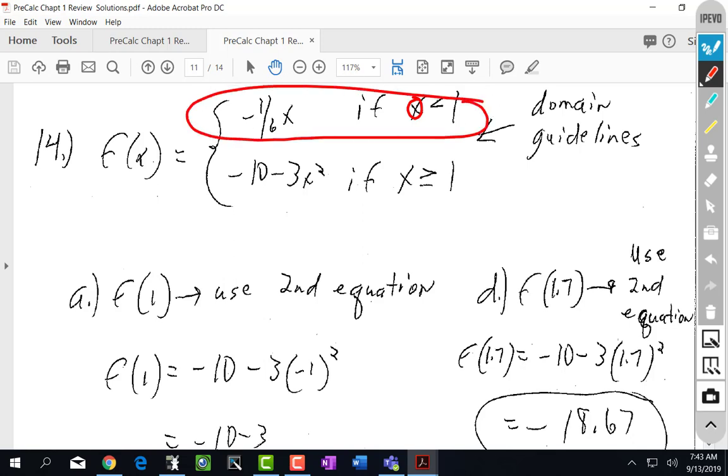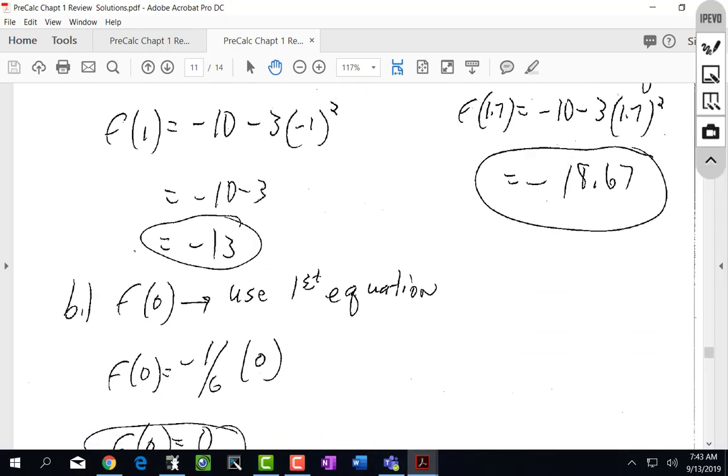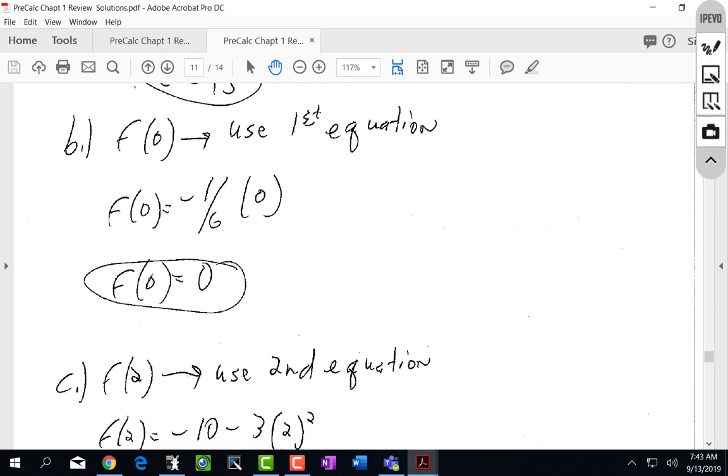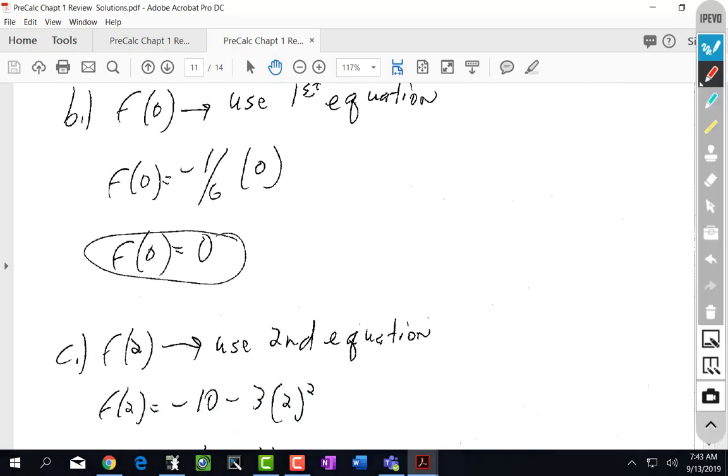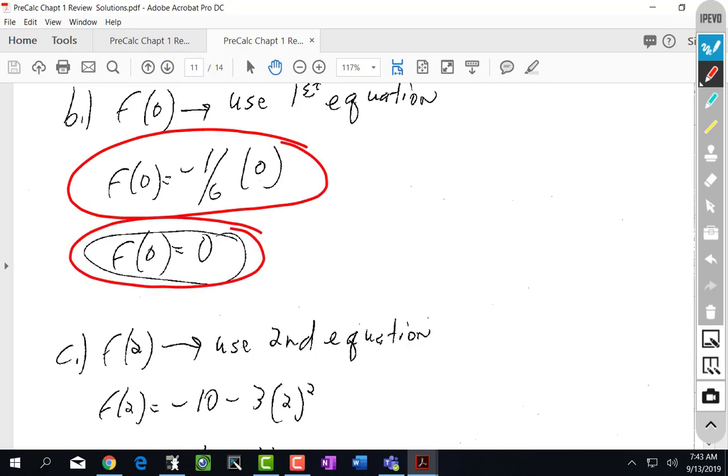So that's the equation I want to use. I want to substitute that into negative 1/6 x. And so that's what I'm going to do. When I scroll down here and take a look at it, I'm going to use my first equation. So using my first equation, I substitute in 0. I get negative 1/6 times 0. And of course, negative 1/6 times 0 is just 0. So my answer B is f of 0 equals 0.